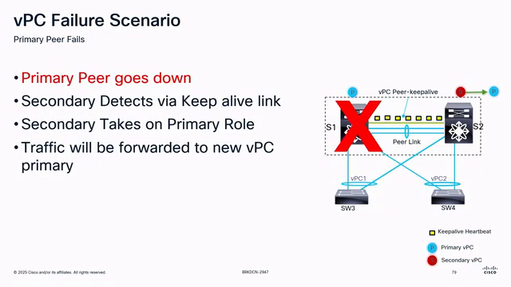Now, the third situation, let's say the whole peer goes down itself. The actual primary goes down. In this case, very simple. The secondary switches and becomes the primary. He's the operational primary, but he's configured as a secondary role. The traffic will flow through him because he becomes the primary, so everything is fine. When the old primary comes back, he becomes the operational secondary, though he is configured as the primary.